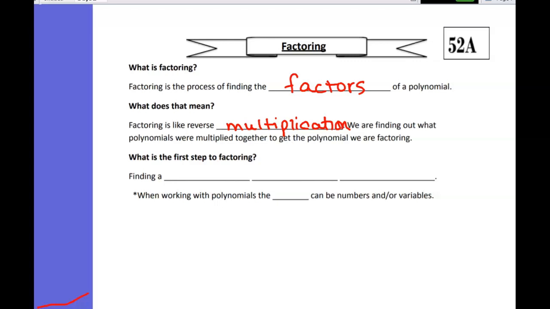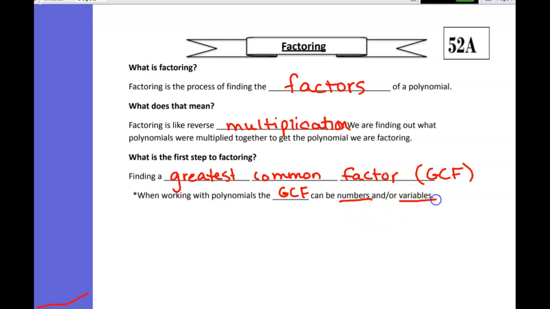What's the first step to factoring? We want to find the greatest common factor. So that's the first thing we're going to do. And the greatest common factor is also known as the GCF. When working with polynomials, the GCF can be both numbers and variables. So the number piece would be the coefficient, and then you have the variables.